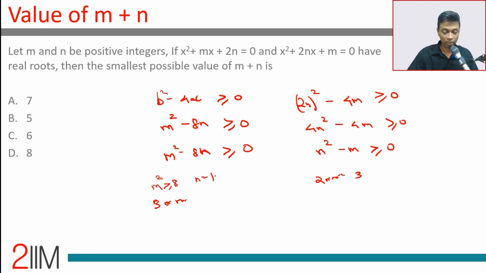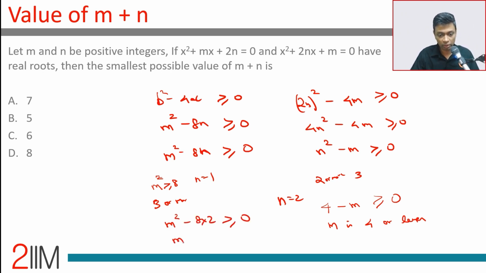Wonderful. So if you put n equal to 1, it doesn't work, because then both conditions cannot be satisfied. Put n equal to 2. N square is 4. 4 minus m greater than or equal to 0, or m is 4 or lesser. M square minus 8 into 2 greater than or equal to 0. M square minus 16 is greater than or equal to 0. M is 4 or more, or m could be 4.